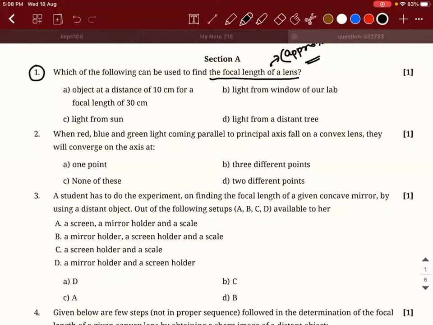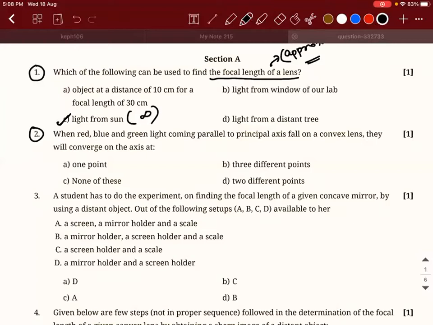Next. Yeah. So it is the light from the sun because it is considered to be an object at infinity. The sun is considered to be an object at infinity.